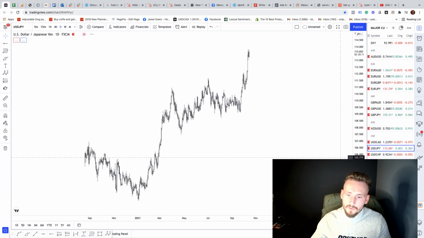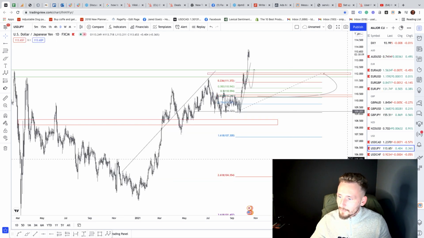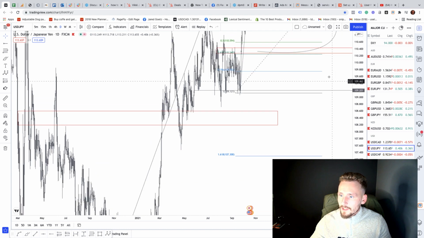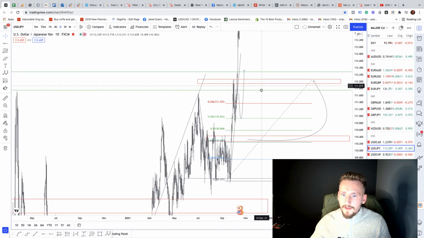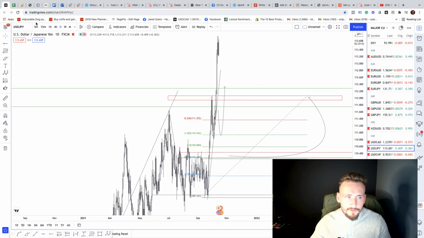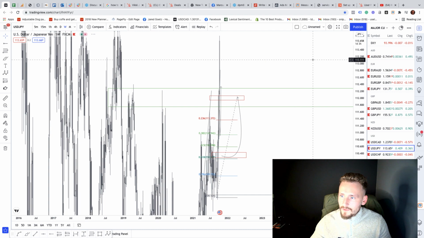So USD JPY moving completely different. The yen must be a little bit weak right now, and you can see that we have crashed through this area of support. We did predict this in our weekly watch list. We just didn't predict it to go this well. So now we are hitting, we just crashed right through that. Let's go to the weekly and we'll see what's actually happening.